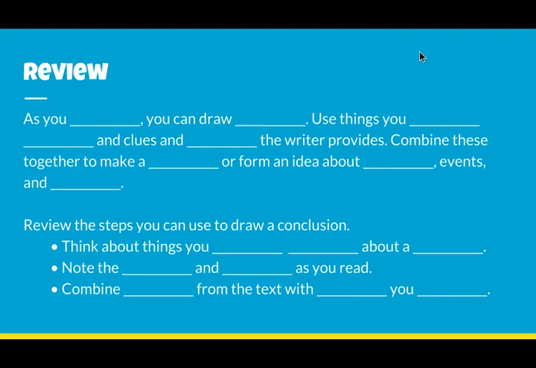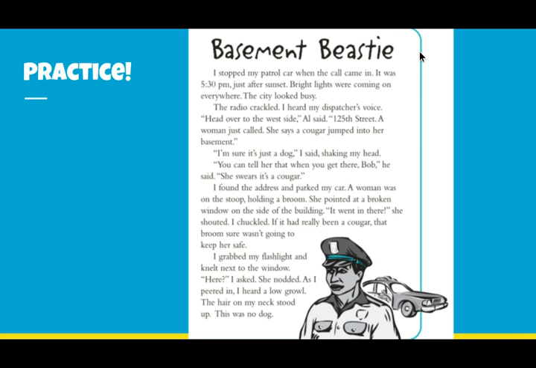So let's review. As you read, you can draw a conclusion. Use things you already know and clues and details the writer provides. Combine these together to make a decision or form an idea about characters, events, and situations. Review the steps you can use to draw a conclusion. Think about things you already know about a topic. Note the details and clues as you read. Combine details from the text with things you know. All right, so let's practice.